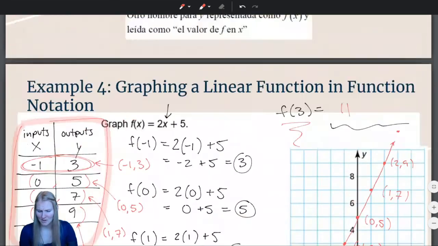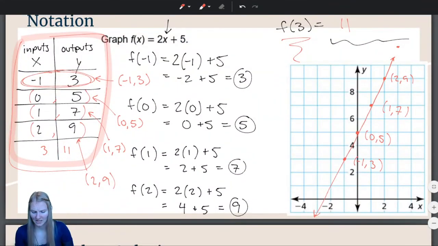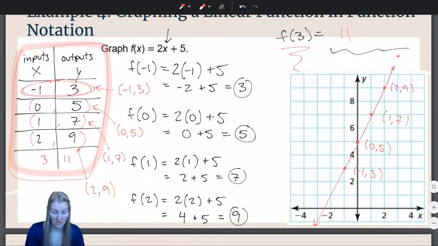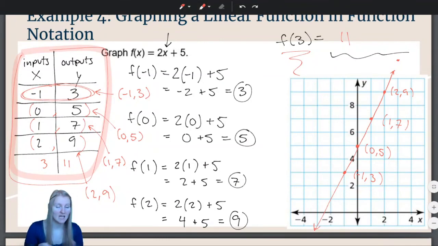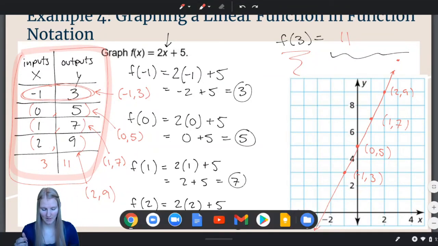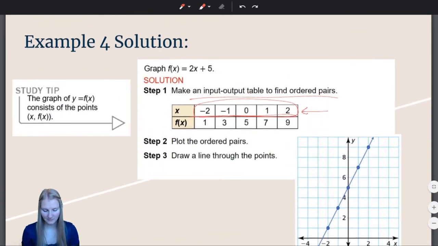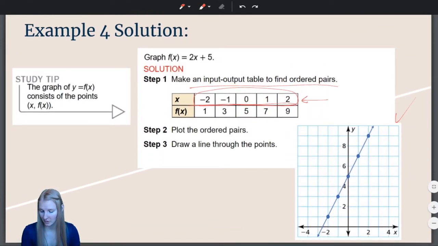It doesn't matter because our graph looks exactly the same as theirs. So it doesn't matter. If your friend picks these numbers to graph and you pick these numbers to graph, it doesn't matter. Use whichever ones you are comfortable with. Okay. And yeah, our graph looks exactly the same. So we were right. Yay.